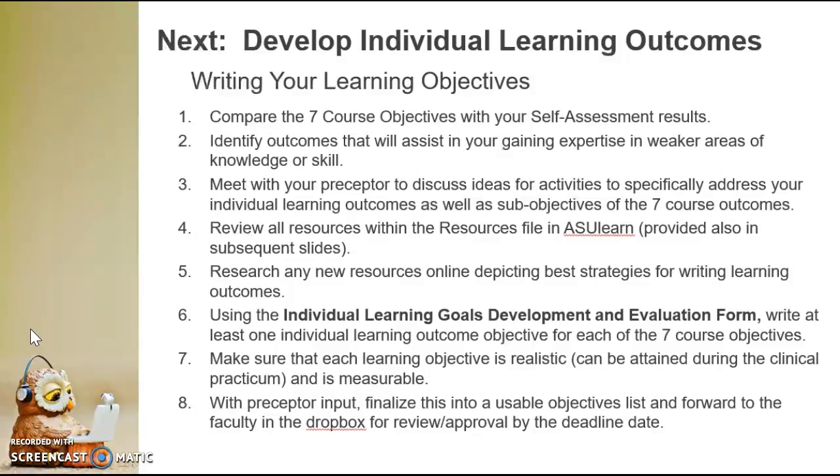And you literally will have this as a document file, so you can just type in what you want yours to be and save that as a doc file that can be then put in the Dropbox later. Make sure that each learning objective is really realistic and can be attained during the practicum, and that it's measurable.